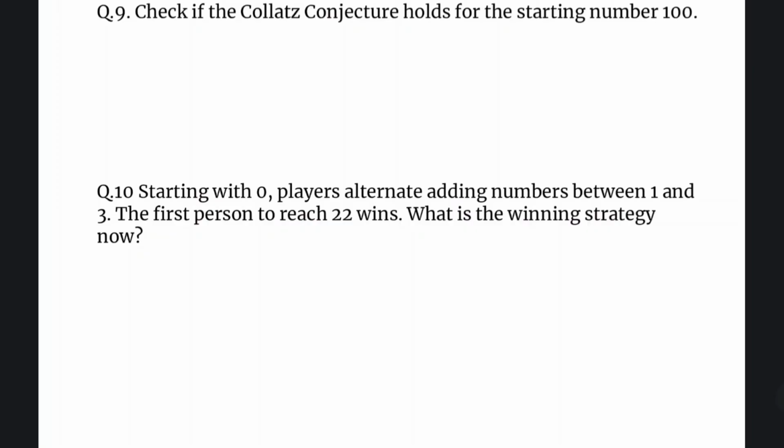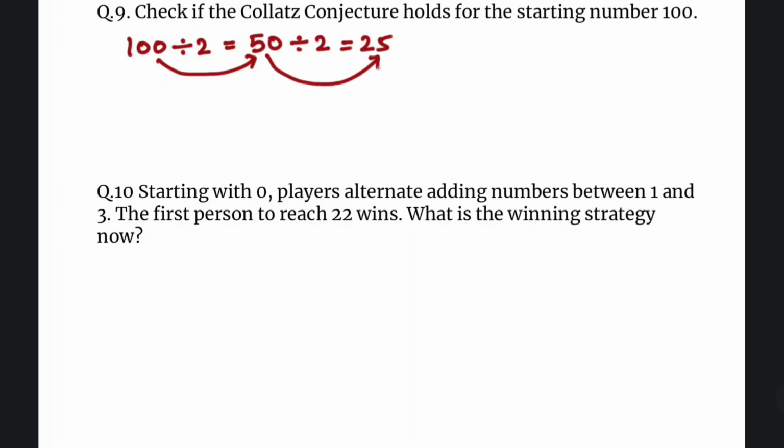Check if Collatz's conjecture holds for starting number 100. So let us take 100. 100 is an even number. So divided by 2 is equal to 50. 50 is again an even number. So divided by 2 is equal to 25. 25 is an odd number. So multiply by 3 plus 1. 75 plus 1 is 76.